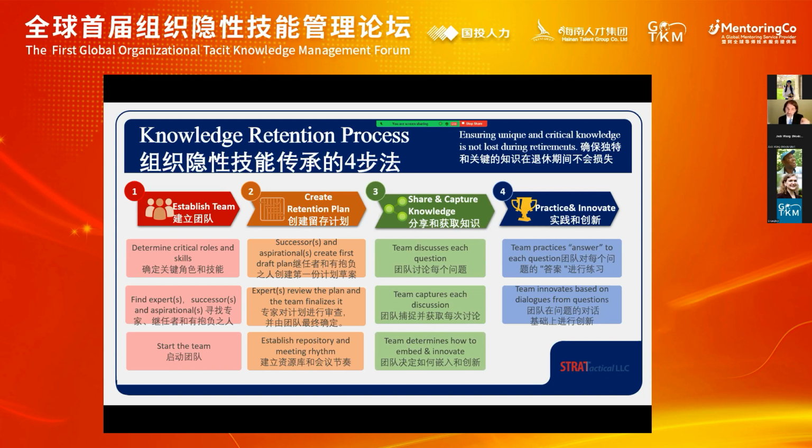So if you look at the rounded rectangles, the boxes underneath step 1, the first sub-step says determine critical roles and skills. Now, I won't spend a lot of time on this. What it basically means is please be strategic about where you start your knowledge retention teams.